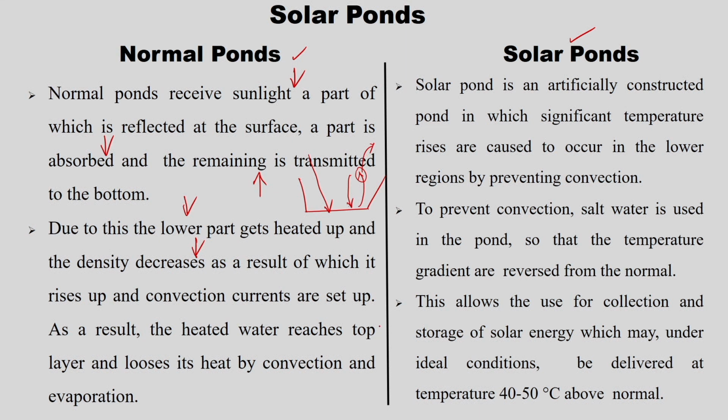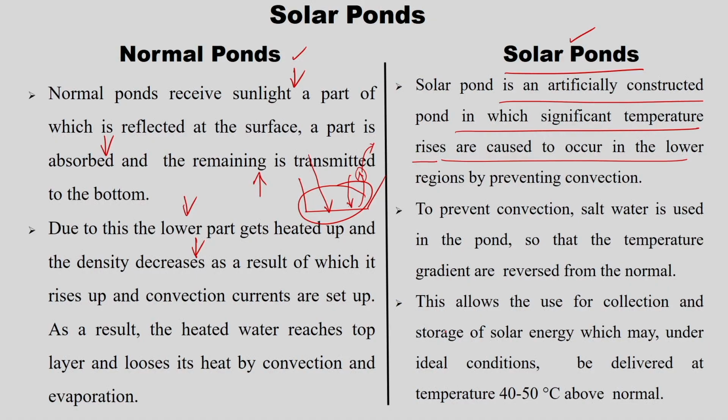So, here if you want to store this heat that you gained at the bottom of the pond, there is certain technology we need to use to trap the heat at the bottom of the pond. That is nothing but a solar pond. A solar pond is an artificially constructed pond in which significant temperature rises are caused to occur in the lower regions by preventing convection, right.